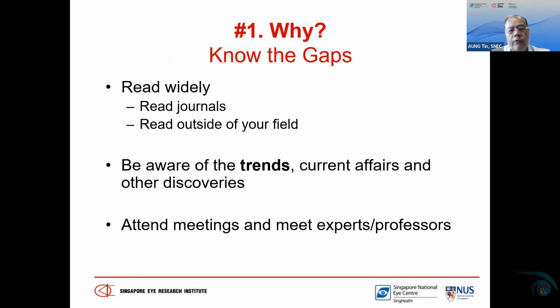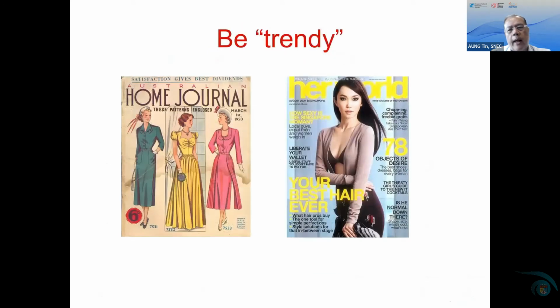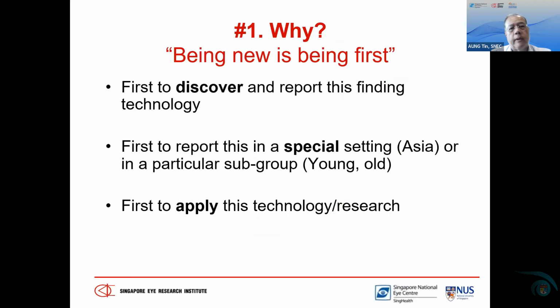You need to know the trends, the current affairs, the current discoveries, for example by attending conferences. And it's important to be, for example, trendy. That means knowing what the hot topic is, and that's important as well. So for example, artificial intelligence is one of the hot topics right now. People are interested in AI because of computing power. Of course, being the first or being the newest is important. First to discover, first to report something, first to apply a new technology or research is also very important.